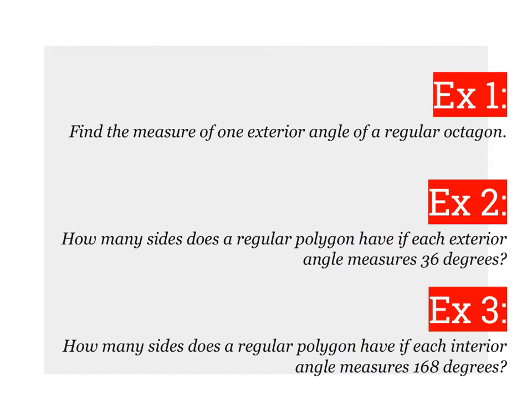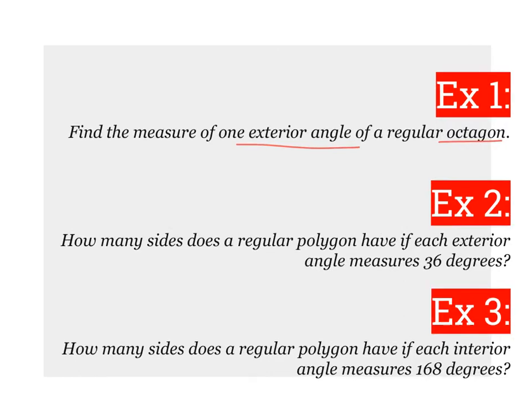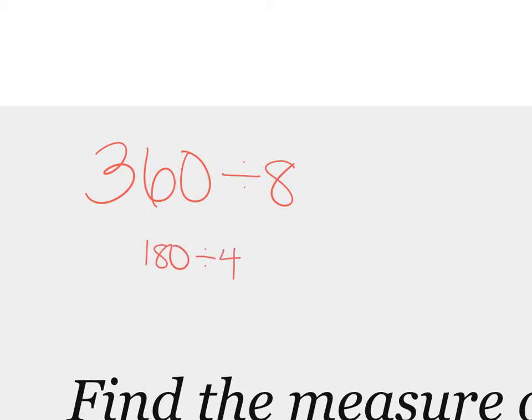First we want the measure of one exterior angle of a regular octagon. An octagon has 8 sides, so that means it's got 8 angles. So I'm taking 360 degrees and dividing it by 8. 360 divided by 8 is the same as 180 divided by 4, or 90 divided by 2, so I get 45 degrees.